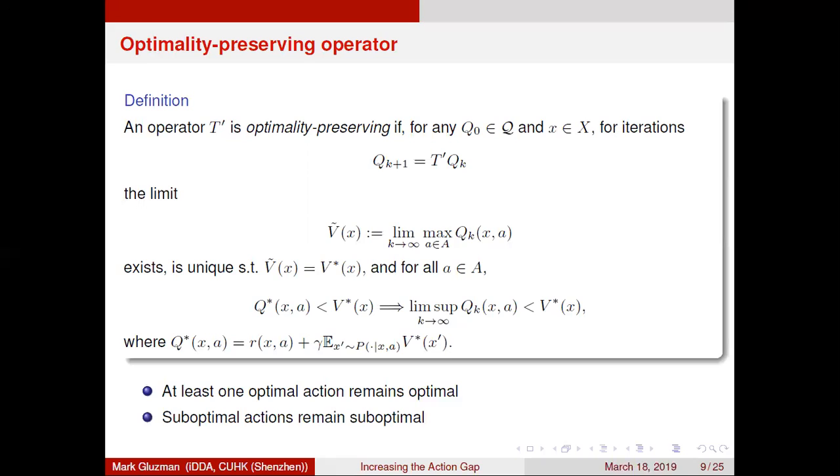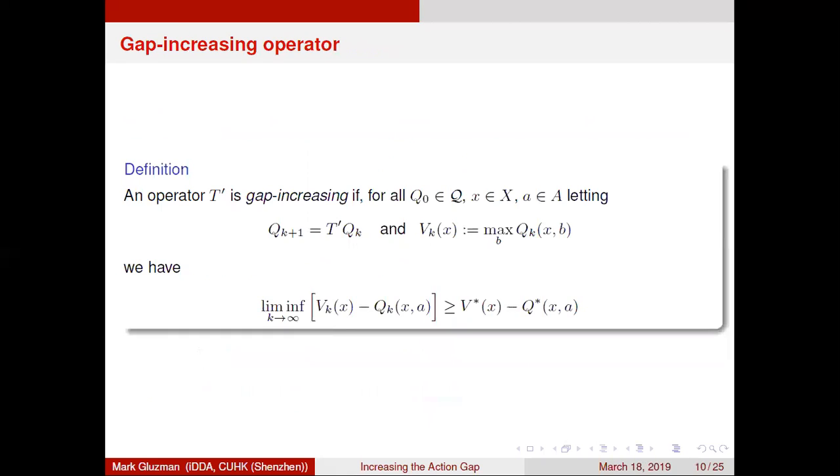Also, this enhancing definition. No theorem. We just did. Yes, if we can show that T prime is such that, on the next page, tilde V is equal to V star, and we have this also, then it will be called optimality preserving. There's no theorem. Next page.